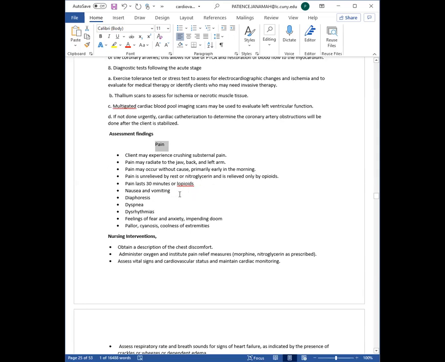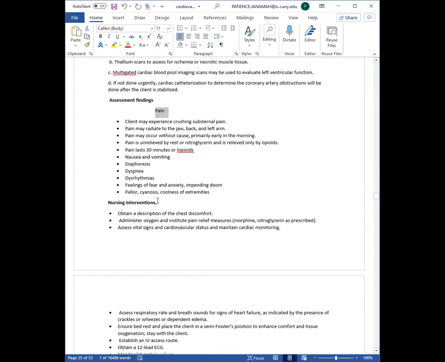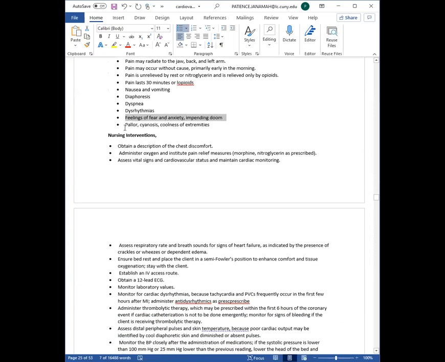And then there'll be nausea, the patient may be vomiting, diaphoresis. You see the patient sweating for no reason. Dysrhythmias, feeling fear and anxiety, impending doom. So this is where they want you to stay with the patient. You cannot leave the patient at this point. You see that they are feeling that I'm dying because my heart is not working. Something is definitely wrong.